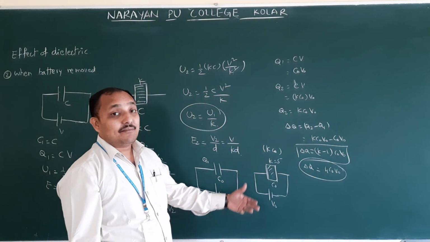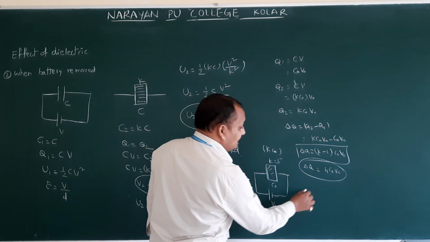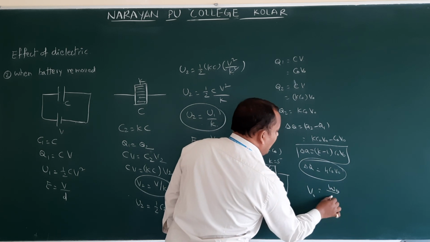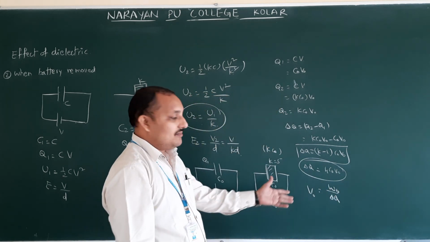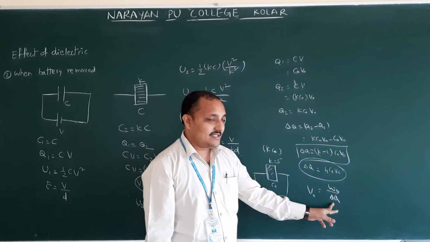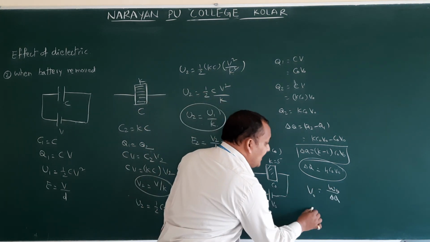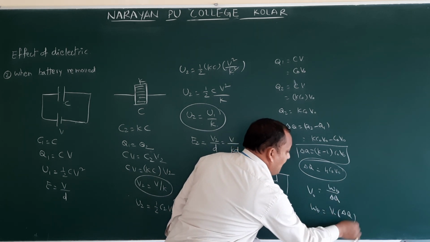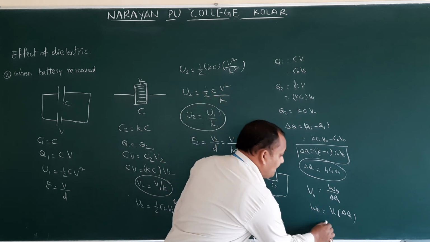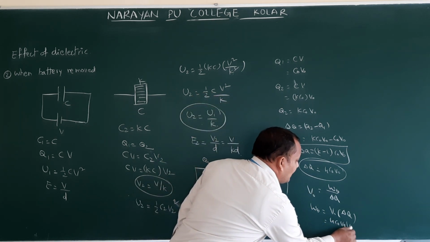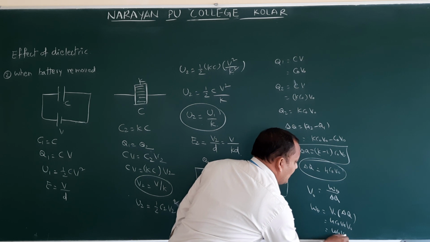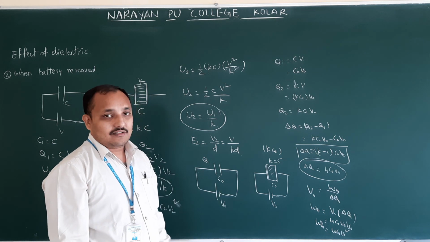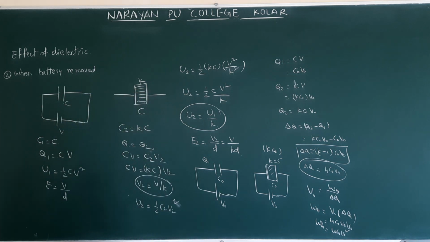Next, what they are asking: work done by the battery. Work done by the battery means potential V is equal to V0. So W, the work done by the battery on the charge, is delta W by delta Q, or W by delta Q. If delta Q is the charge difference, then the work done by the battery is equal to V0 into delta Q. How much is delta Q? Delta Q is 4 C0 V0 into this V0. Therefore 4 C0 V0 square. This is the work done by the battery.